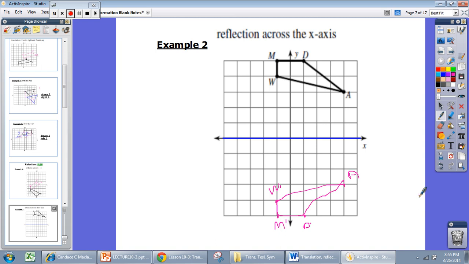Hopefully your lines are a lot straighter than mine. It's kind of hard for me to write without a pen.